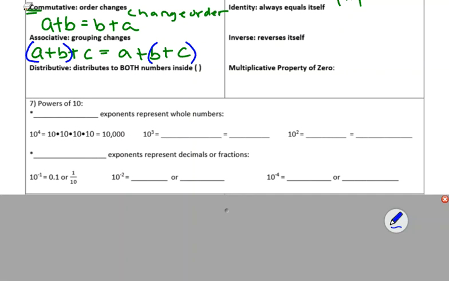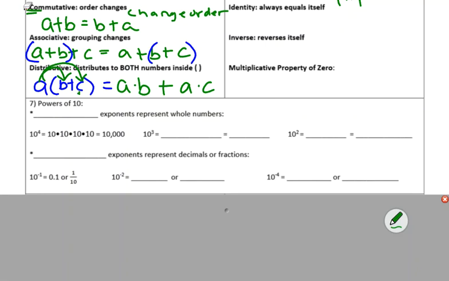And then distributive property. That number outside the parentheses has to distribute to each of the numbers inside. So we'd say A times B plus A times C. A lot of times we forget about that poor little C in there, but it also needs to be distributed out too.